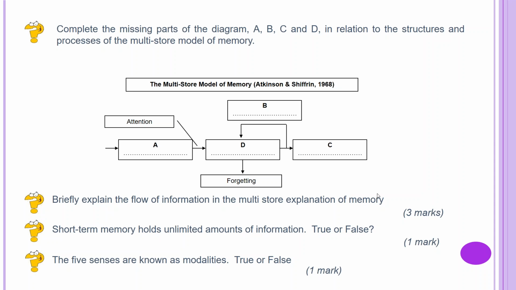Okay, a couple of true or false. Short-term memory holds unlimited amounts of information for 1 mark. Well, hopefully here you've said false. And the next one, the 5 senses are known as modalities. Quick, easy questions. Hopefully here you've said true.